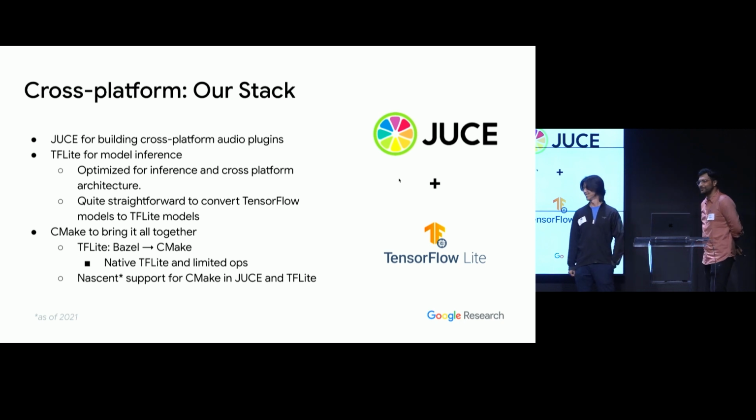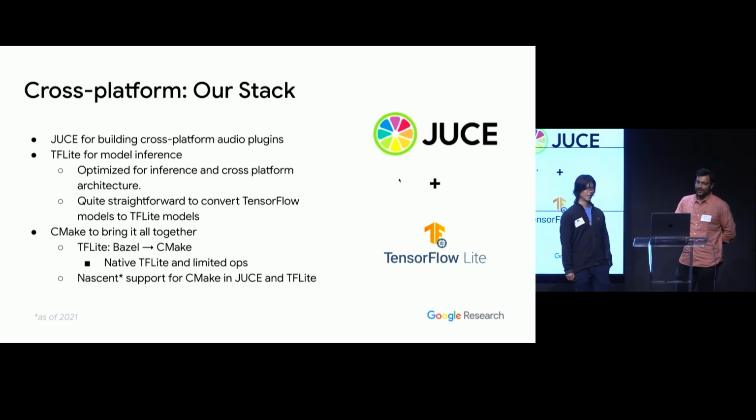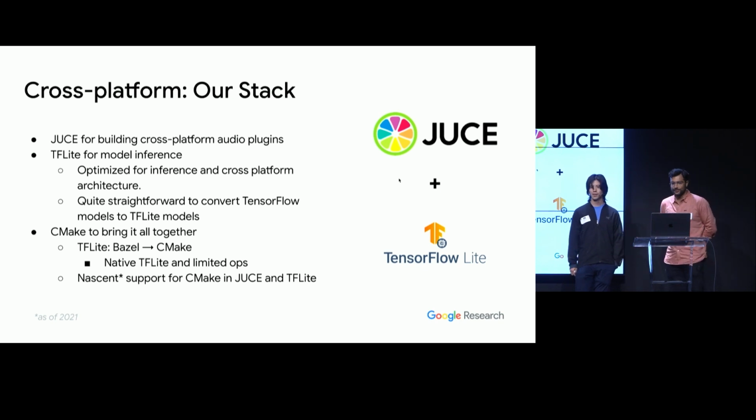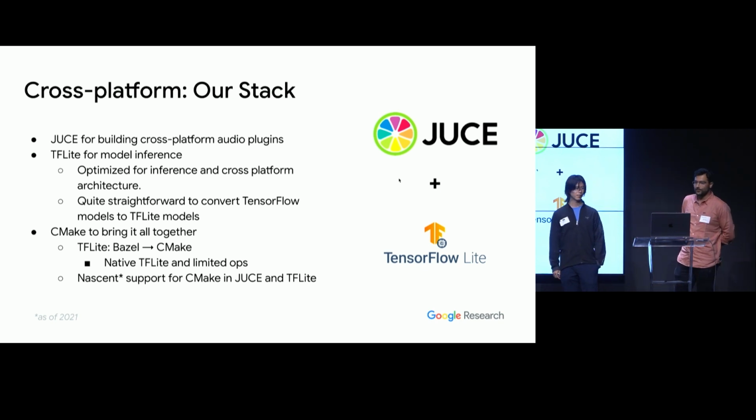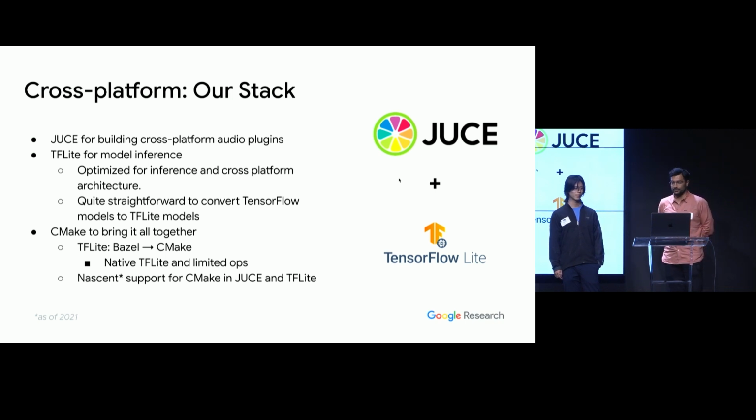So we use JUCE to build a cross-platform part of the audio plugin. And then for model inference, we chose TF Lite. There's two reasons behind this. One, TF Lite allows us to use our trained models in a way that's optimized for inference across major OSs. And secondly, DDSP was originally built using TensorFlow, and it's pretty straightforward to convert TF models to TF Lite models.